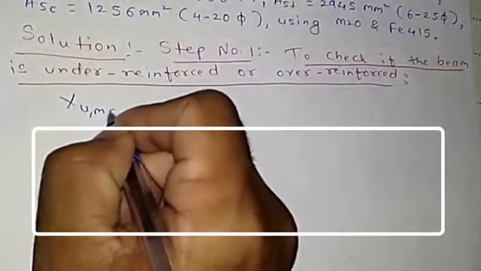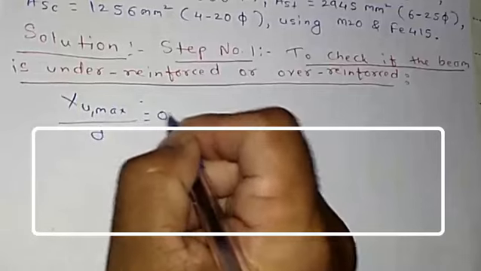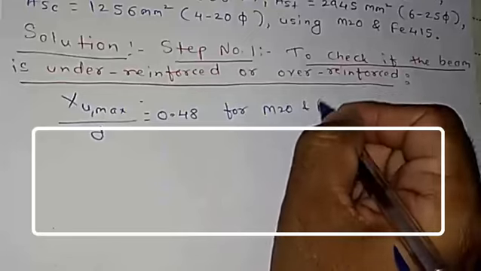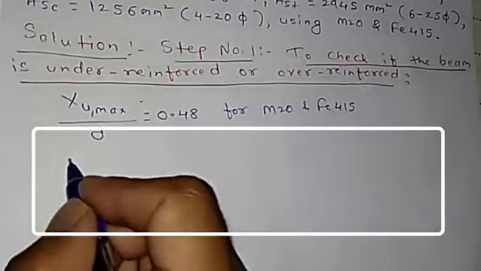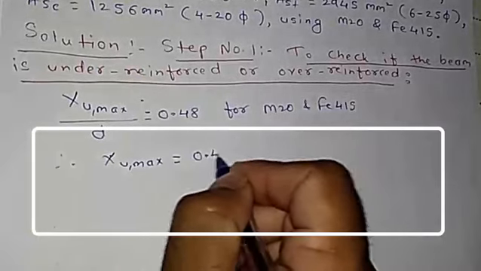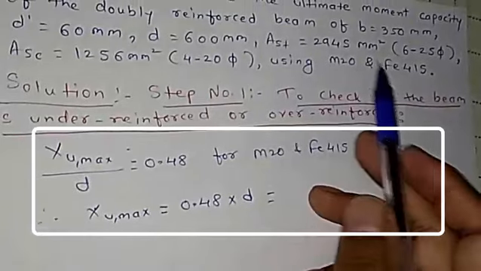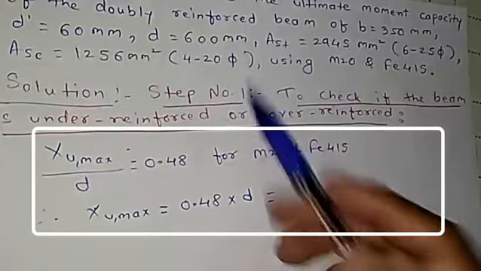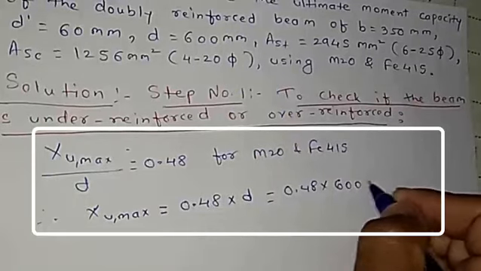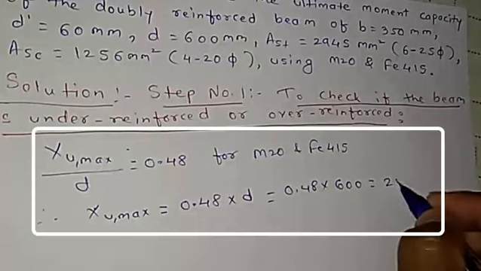So here xu max by d ratio is 0.48 for M20 and Fe415, and therefore you can calculate xu max, which equals 0.48 multiplied by d. Small d is already given, that is 600 mm. So 0.48 multiplied by 600, you will get around 288 mm.